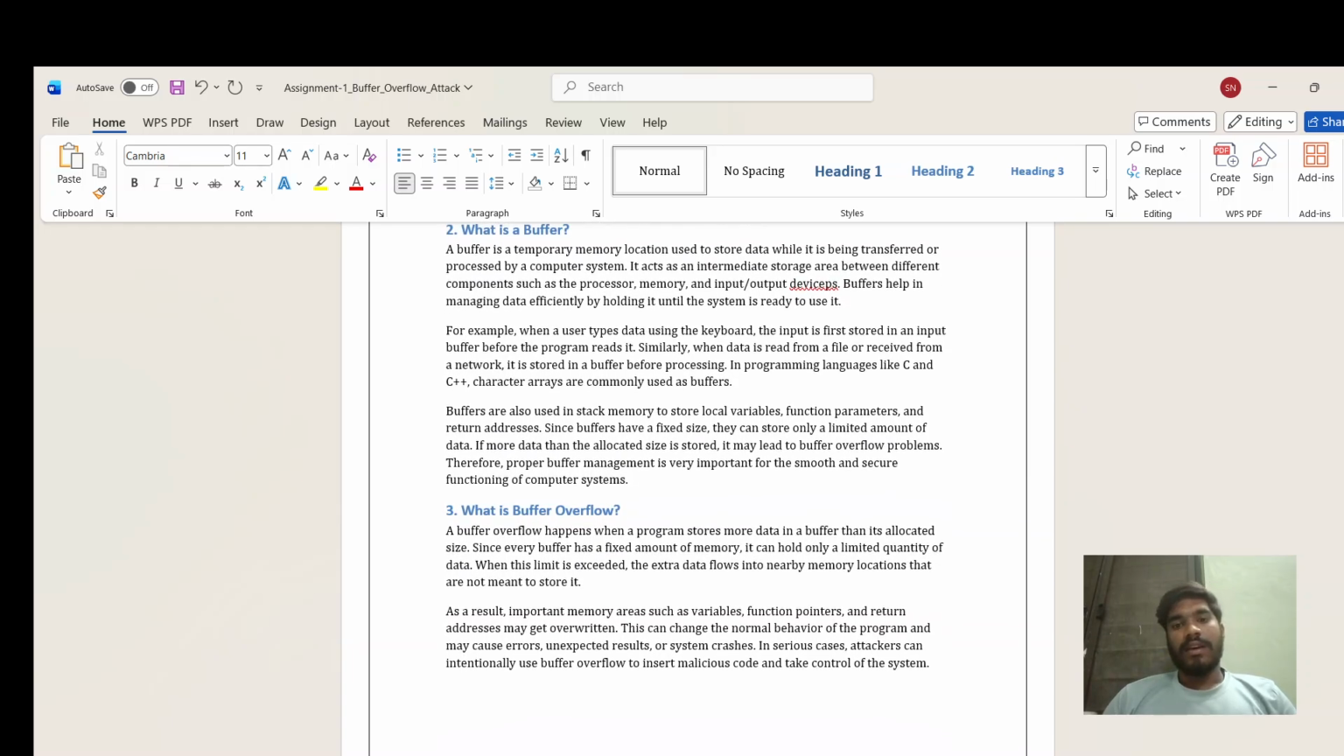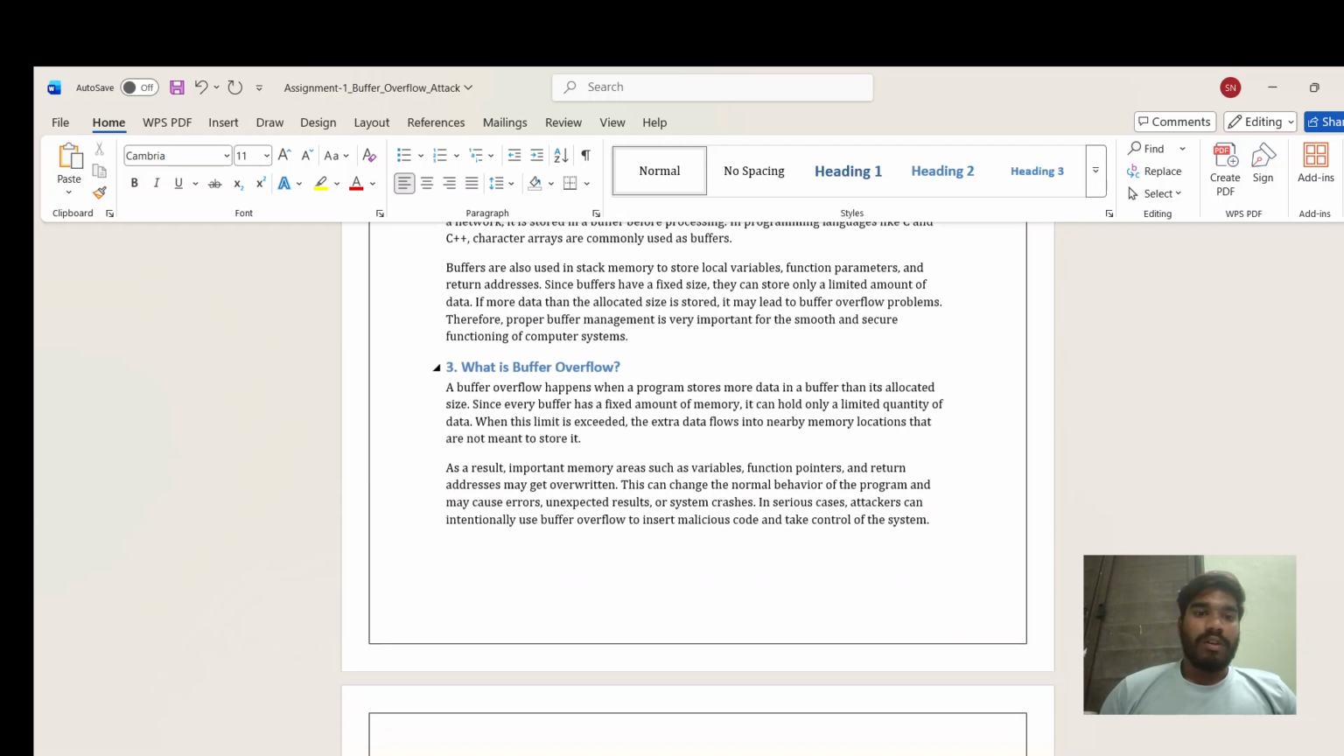Since buffers have fixed sizes, they can store only a limited amount of data. If more data than the allocated size is stored, it may lead to the buffer overflow problem. Therefore, proper buffer management is very important for the smooth and secure functioning of computer systems.